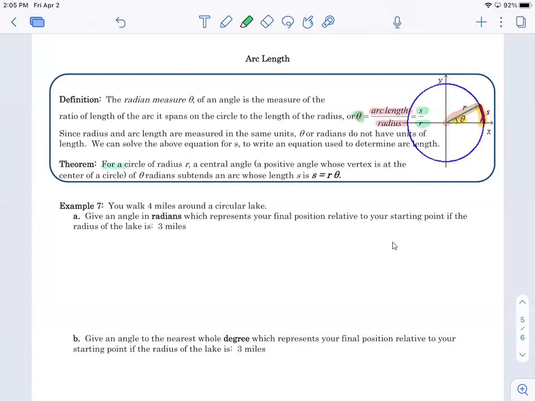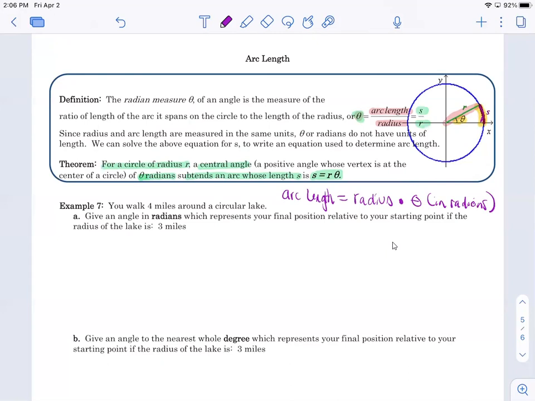Now, for a circle of radius r, a central angle, which means it comes from the center, in standard position, of theta radians, subtends an arc whose length is s, then we have this formula. What that formula is saying is your arc length equals your radius times your theta, which has to be in radians. There's another formula if you're going to use degrees, but always make sure your theta is in radians. This will be helpful when we get into applications.